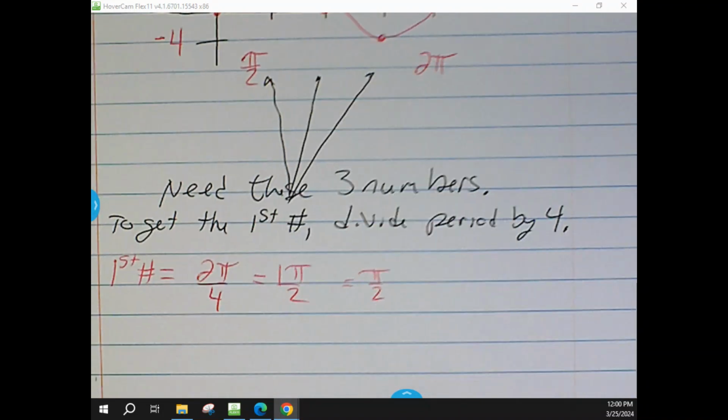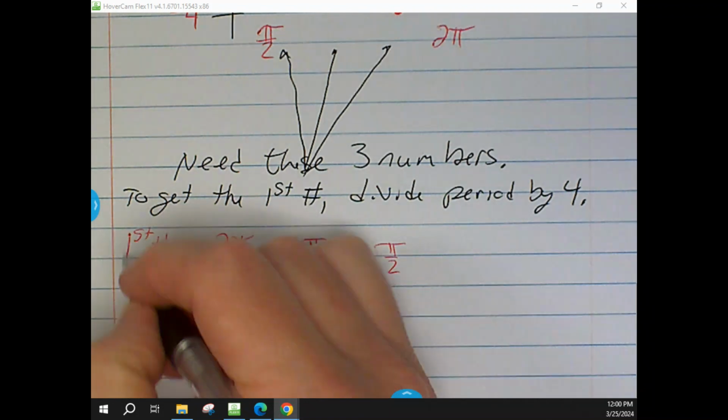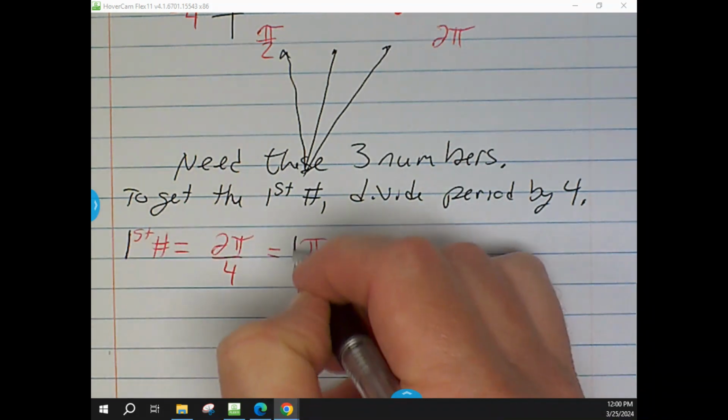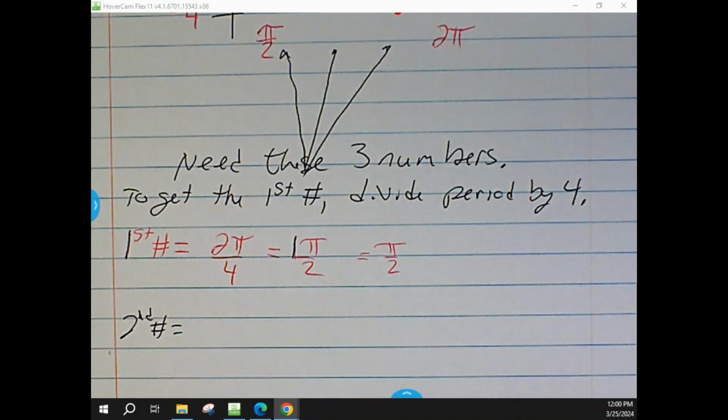Now here's the neat way this is going to work out every time we do this one, and this will be the case for the problems we do. If the first number is 1 pi over 2, anybody want to take a guess what the second number is going to be? Yeah, there we go. It's going to be 2 pi over 2.